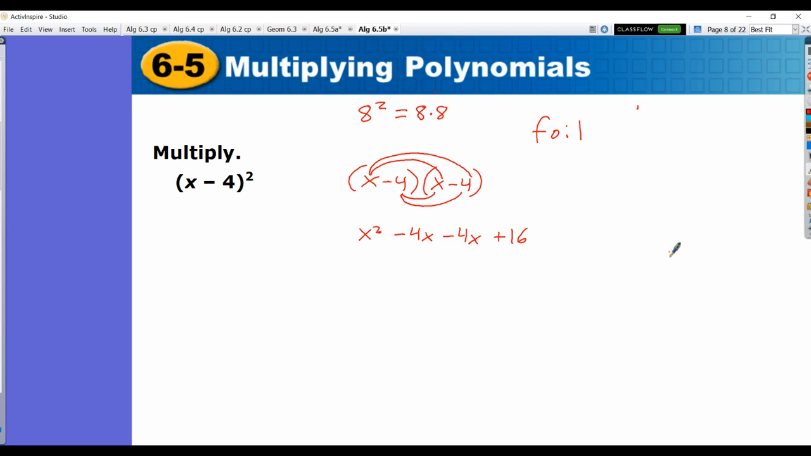We can combine some like terms because we have an x and an x here that we can combine. So that's going to turn into x squared. Add those two -4's together, combine them together to get -8x, and we'll just bring down the positive 16. All right, so that would be our final answer for this problem.